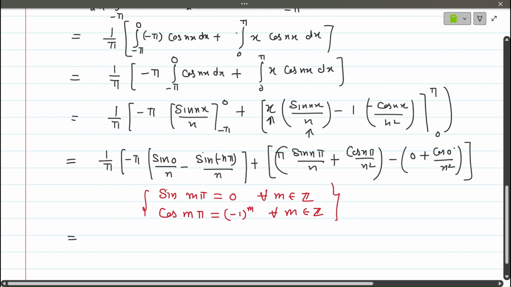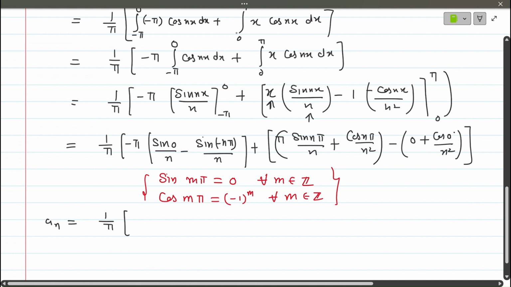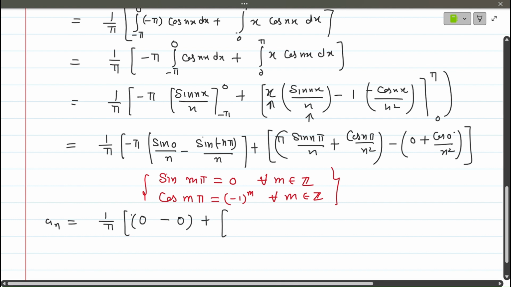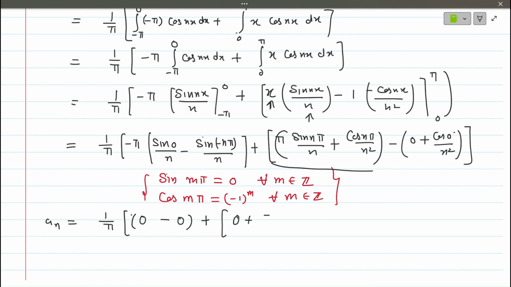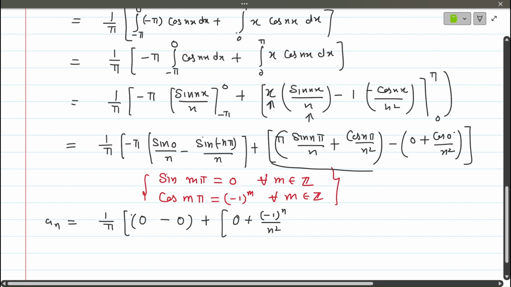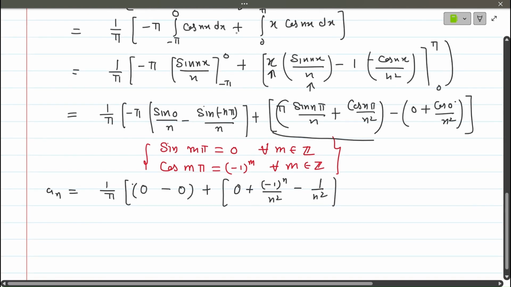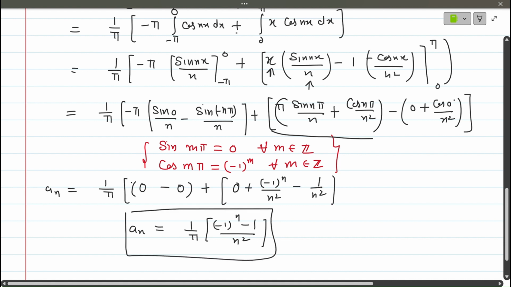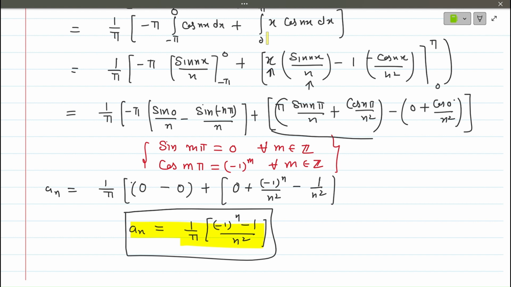Okay, so using these expressions, a_n is equal to 1 divided by pi, this expression becomes 0 minus 0 because sine 0 is 0 and sine n pi is also 0. Moving to the next expression, sine n pi is equal to 0, cos n pi is equal to minus 1 raised to the power n divided by n square, and negative cos of 0 is equal to 1 divided by n square. So a_n is equal to 1 divided by pi times (minus 1 raised to the power n minus 1) divided by n square. So this is the value of a_n. Now move to the value of b_n.